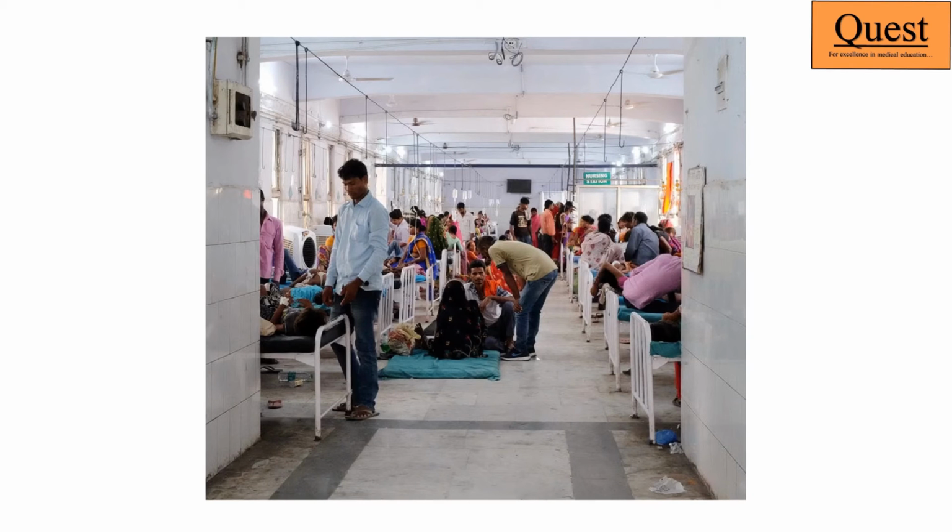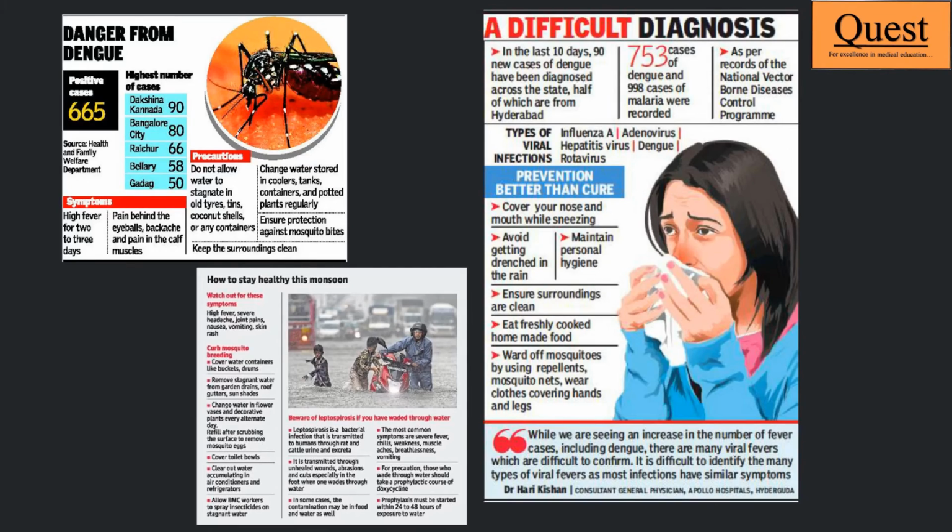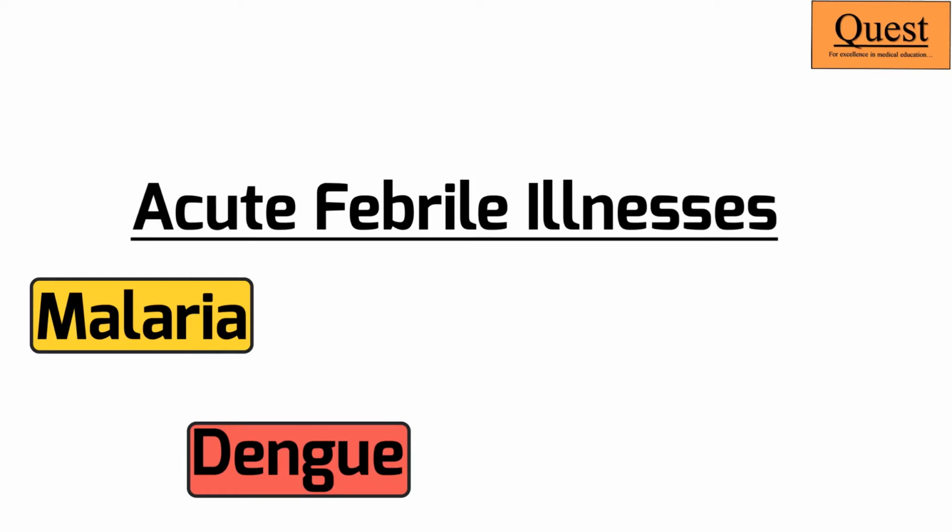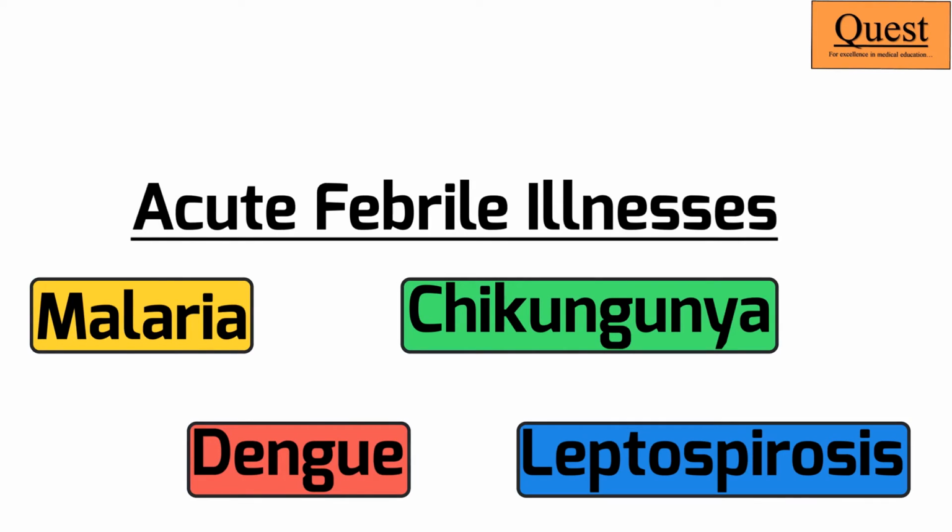One of the commonest presentations to us in our OPD or emergency departments are patients presenting with fever. Such acute febrile illnesses would have seasonal peaks around the months of monsoons. In this tutorial, let's study an approach to these patients with acute febrile illness. And our focus would be on 4 important diseases that are found across India, namely malaria, dengue, chikungunya and leptospirosis.